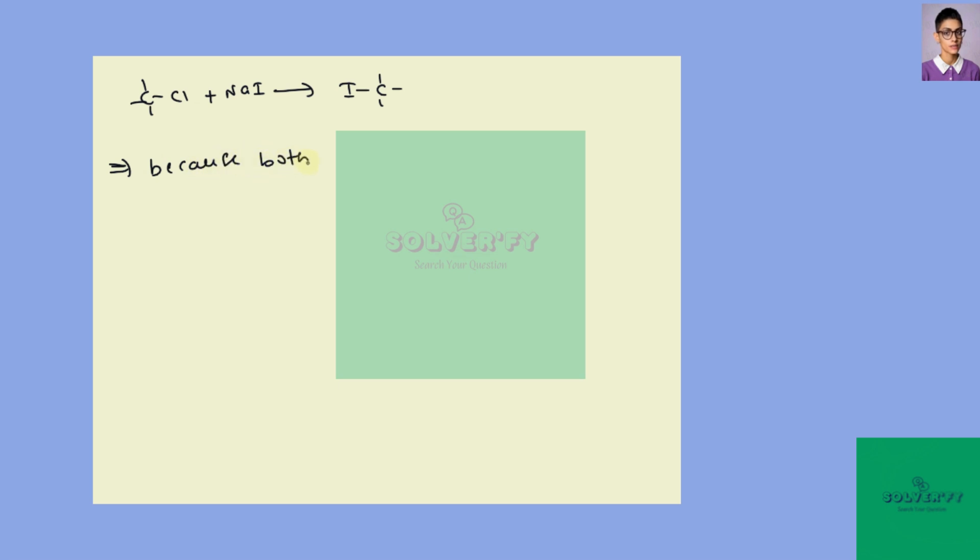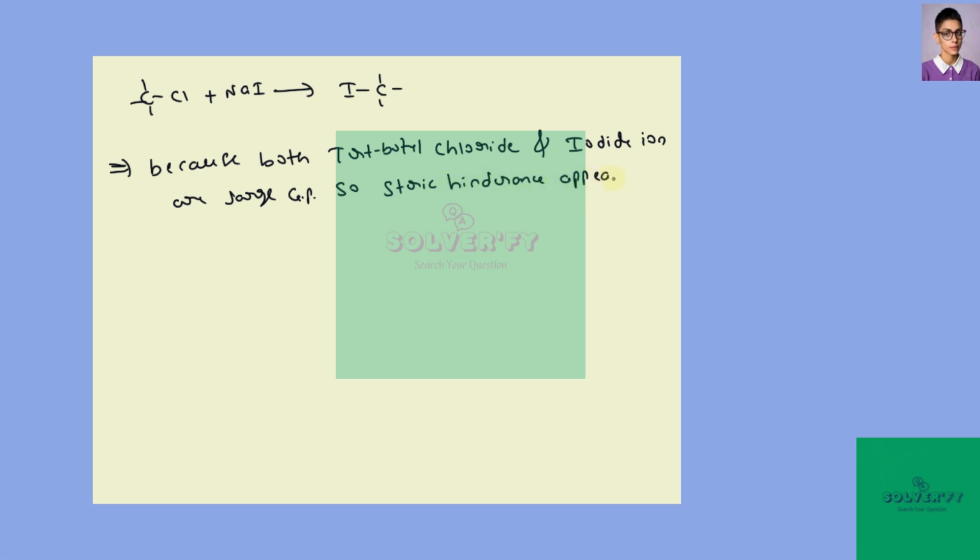both tertiary butyl chloride and iodide ion are large groups. So steric hindrance appears during the reaction. That is why this reaction is not favorable for SN2 reaction.